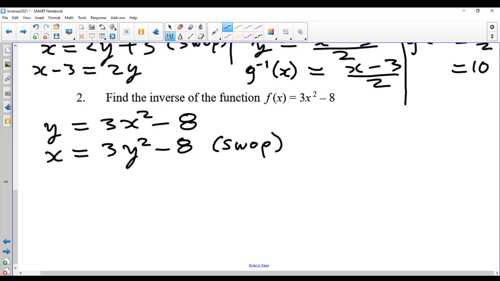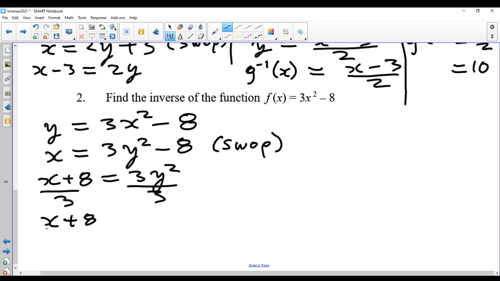Give me the next step in isolating that y, please. Amira. I'm trying to get the y on its own. Yeah, so let's add 8 to the two sides. So x plus 8 is equal to 3y squared. And Athusan, what happens next? Divide by 3. So x plus 8 over 3 is equal to y squared.